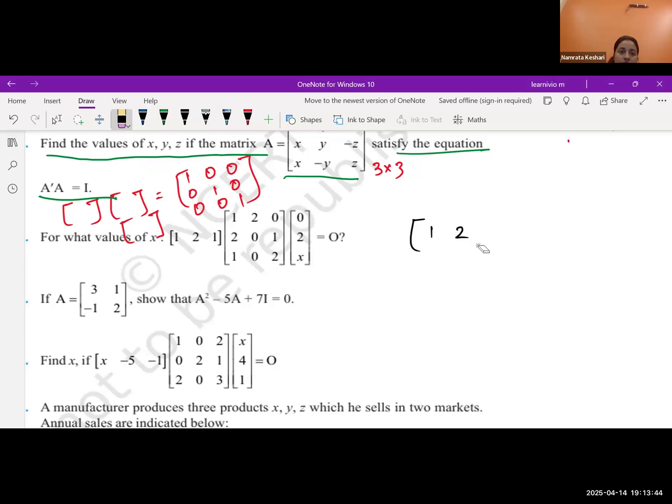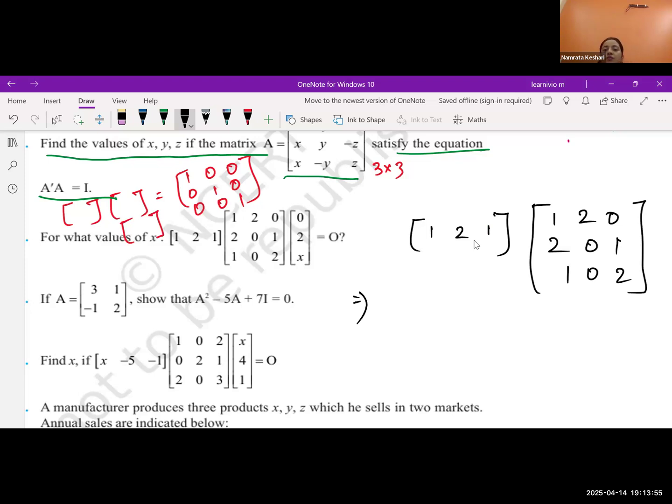1 2 0 2 0. Okay, this will be multiplying with this 1 2 0 2 0 1 1 0 2. We cannot change the sequence. We are not dealing with algebra. We are dealing with matrices. Okay, so we have to multiply row to column.